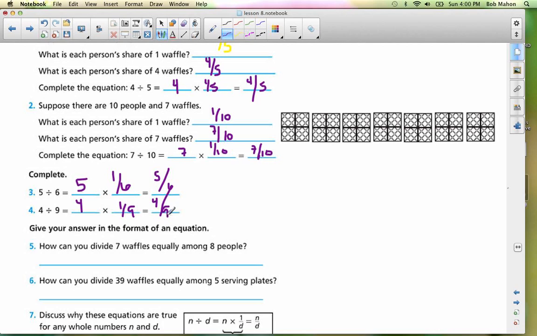Okay, well, to divide 7 waffles equally among 8 people, you would take 7 divided by 8. And when you do that, you know that you're doing the same thing as 7 times 1/8. So 7 times 1/8 is 7/8. So they would each get 7/8 of a waffle.